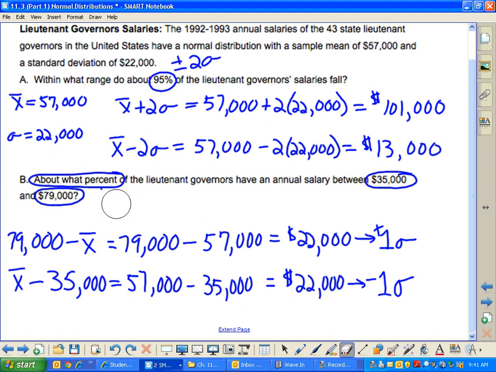About what percent? We now know that we are plus or minus one standard deviation away from the mean. And the number of standard deviations equates to the percent, aka the answer. So what percent of data is one standard deviation away from the mean?